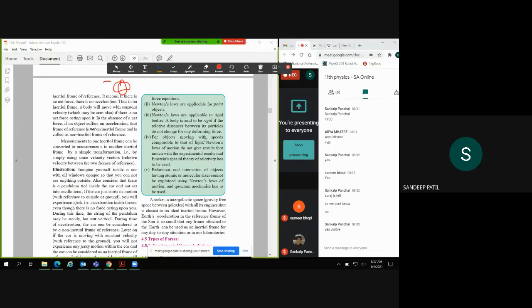Newton's laws also fail for objects moving with speeds comparable to that of light. If the object is moving at the speed of light, which is very fast, then Newton's law of motion does not give results that match experimental results, and Einstein's special theory of relativity has to be used. So what does it mean? We have seen that if any object is moving with speed v, and the speed is like light speed, it's too fast, you know.